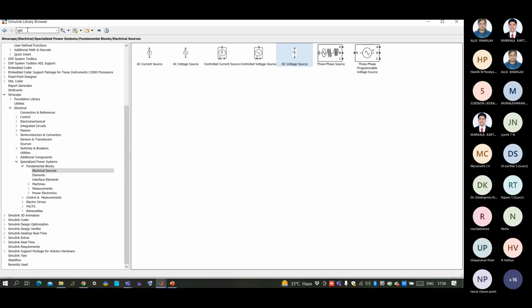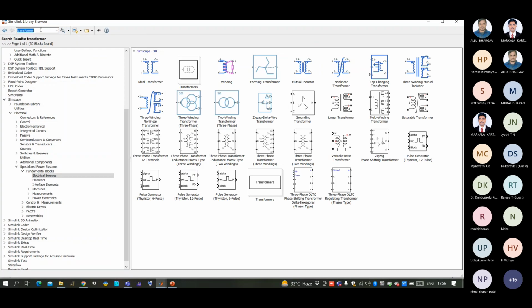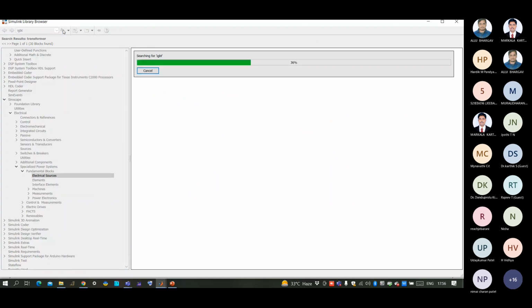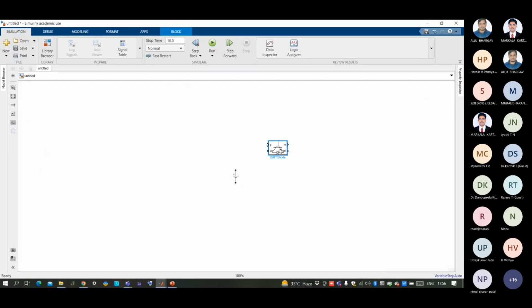So I'm searching IGBT. You can check here. There are many types of elements, but you see here there are two types of IGBTs, and we are taking the IGBT with feedback diode. This is the DC source which I got, and this is the element which I got. And what elements do we require? We require a transformer.